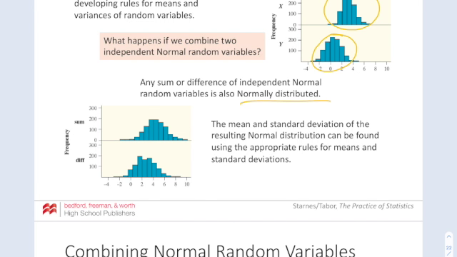So if we know both original distributions are approximately normal, then when we add those random variables or we subtract them, we're also going to get a normal distribution. And then the mean and standard deviation of the resulting normal distribution can be found using the appropriate rules for means and standard deviations.